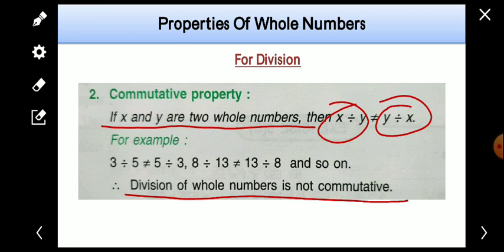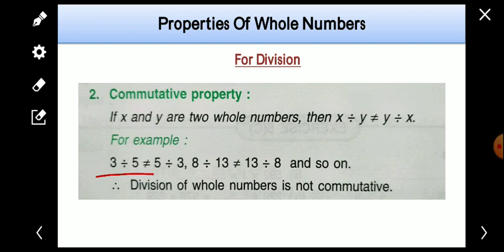You can see the example here: 3 divided by 5 is not equal to 5 divided by 3. In both cases we get a different answer. The numbers are the same, but we have only changed the order, and after changing the order we are not getting the same result. It means division is not commutative for whole numbers.